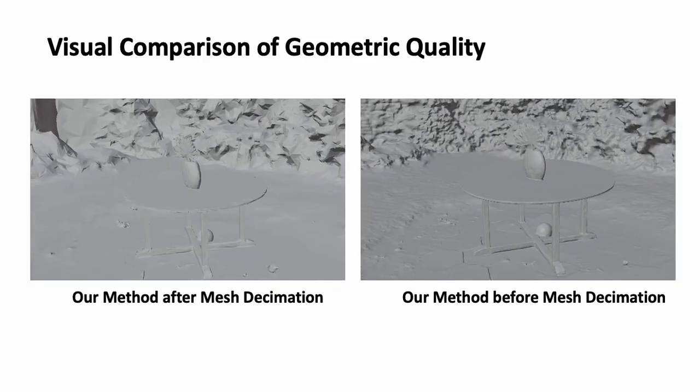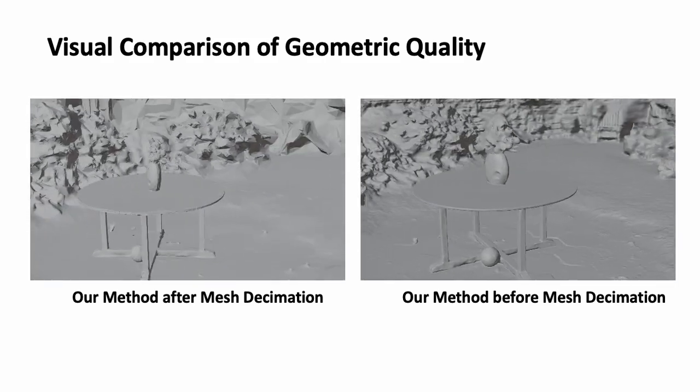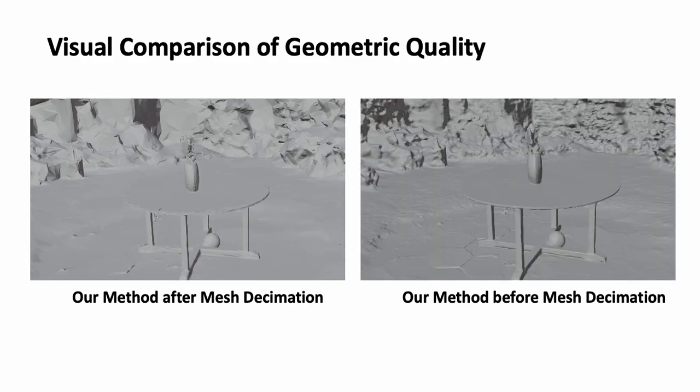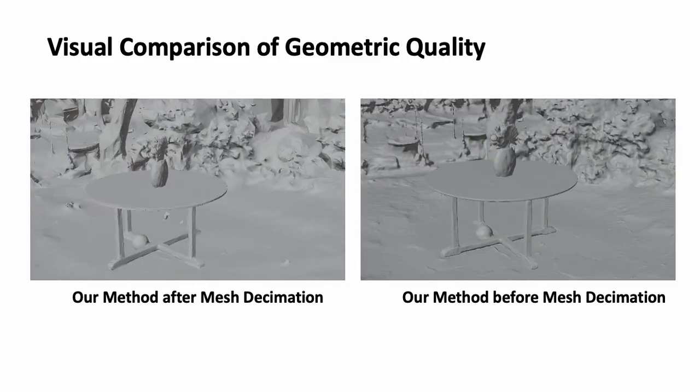Here's the visual comparison of the mesh before and after decimation. Our method preserved the detailed geometry in the central areas like the vase and table, while making the background regions coarser but less noisy.